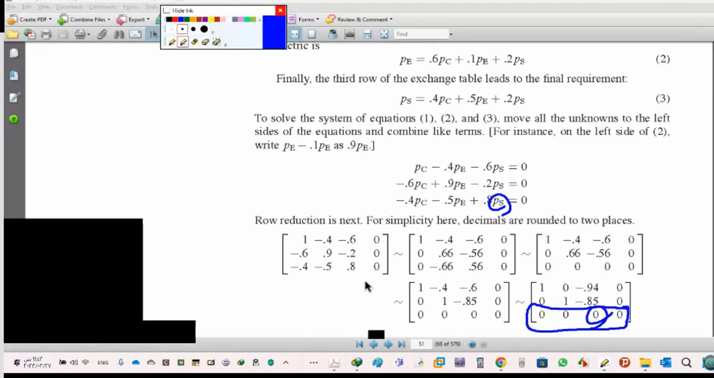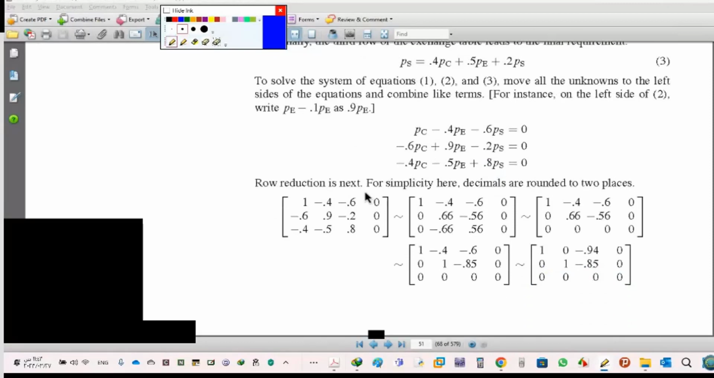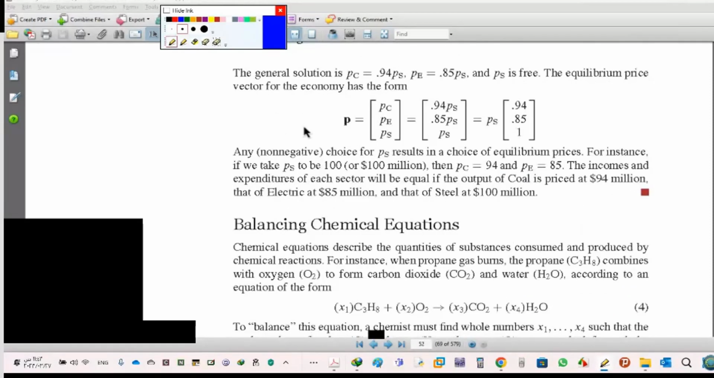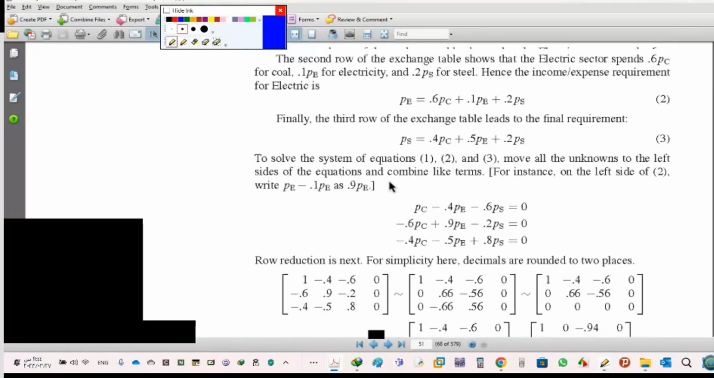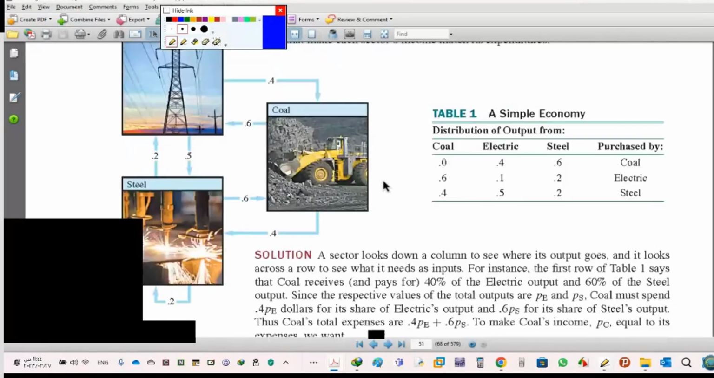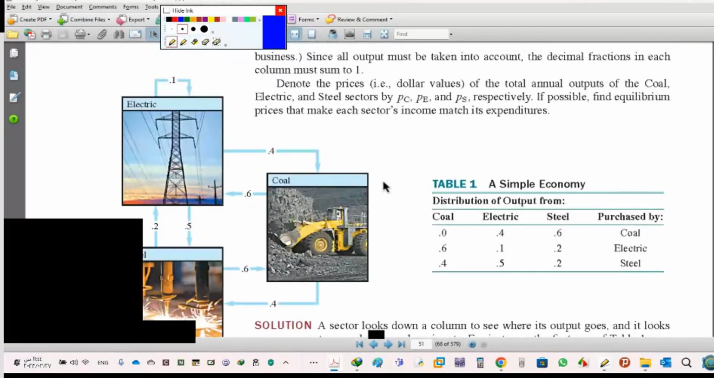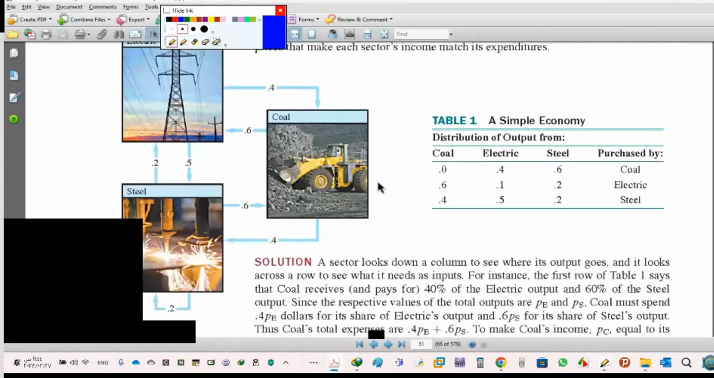I can select any number that I want. It's a free variable. So this vector doesn't depend on anything but B steel. I can write the parametric vector form of the power: B coal is 0.4 of B steel, B electric is 0.8 of B steel, and B steel is the same. So this is one example of how I can convert anything to a linear algebra matrix and solve it like this.